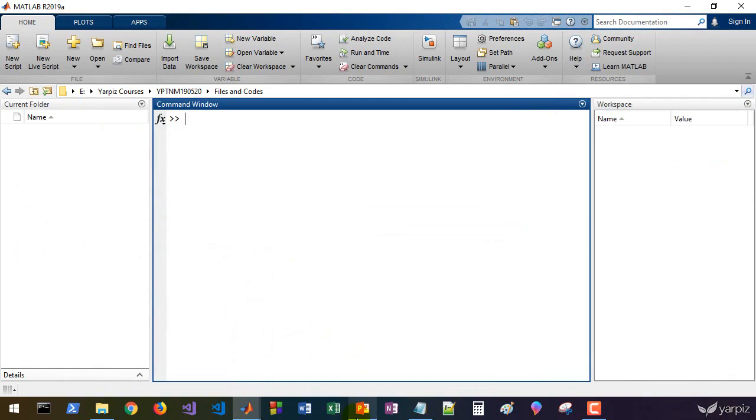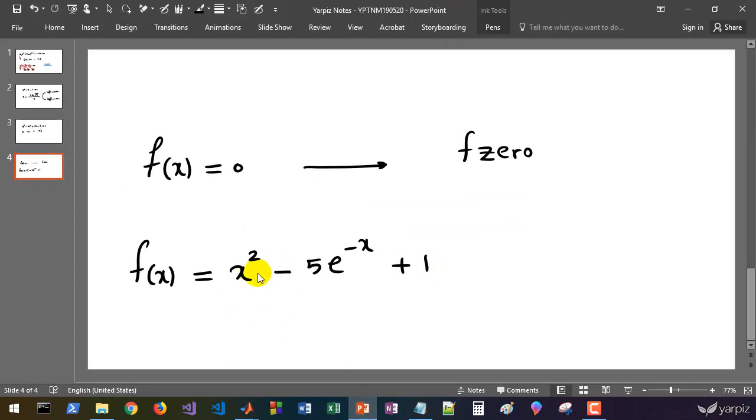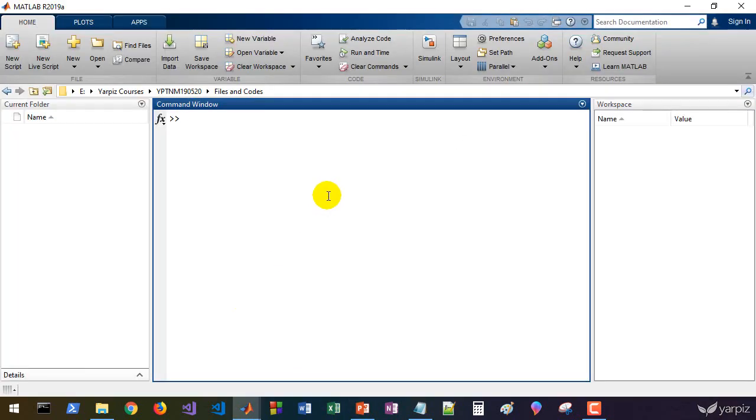What was the problem? Finding the roots of this equation. Let's define f as a function of x, which returns x to the power of 2. We define this using the dot notation to make vectorization possible if it is needed by the algorithm. x squared minus 5e to the power of minus x and plus 1, I think, and that's it.